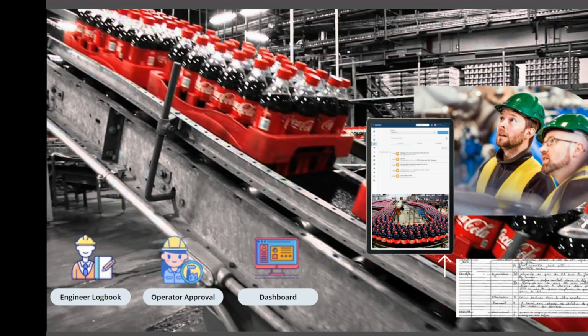This is the app that was built. As you can see, there is three main forms or buttons for me to access the app and see what the app does. We will start with engineering logbook or operator logbook, and I would also play the role of a supervisor for approvals. And of course, we could take a look at the dashboard.